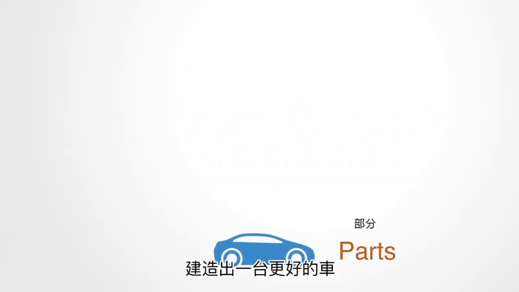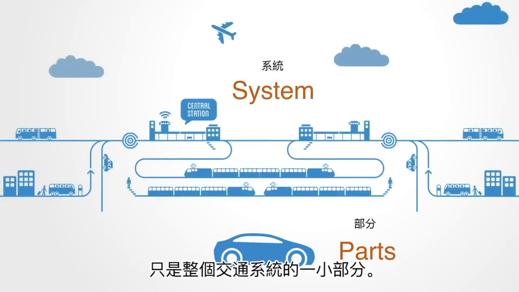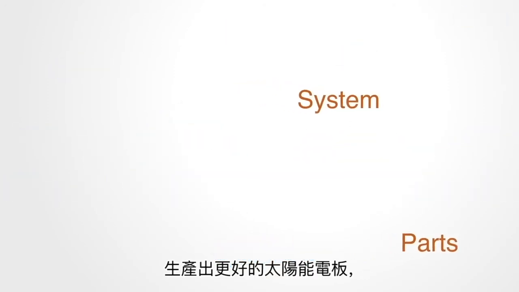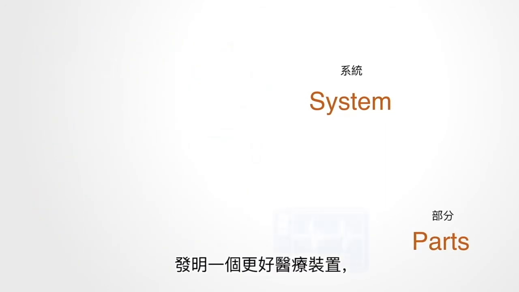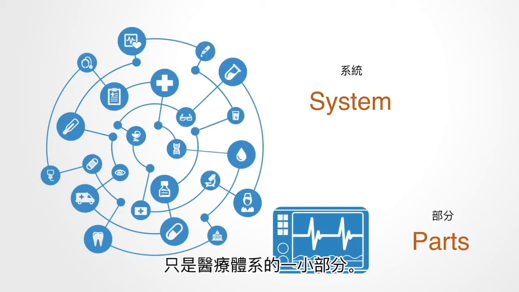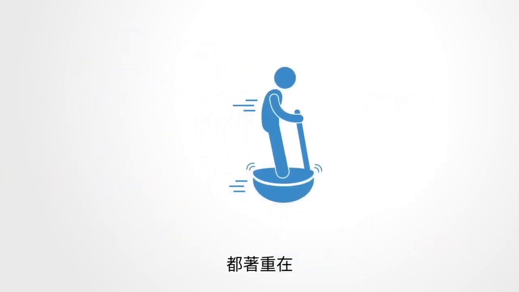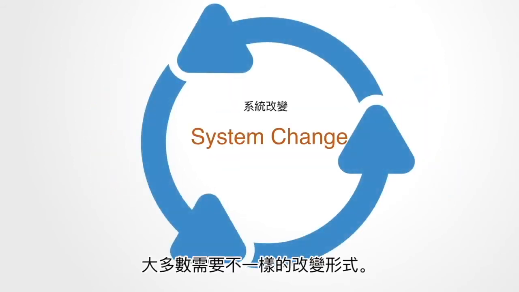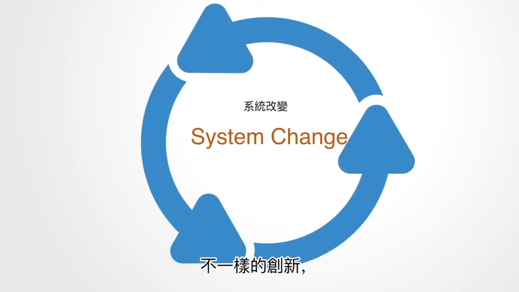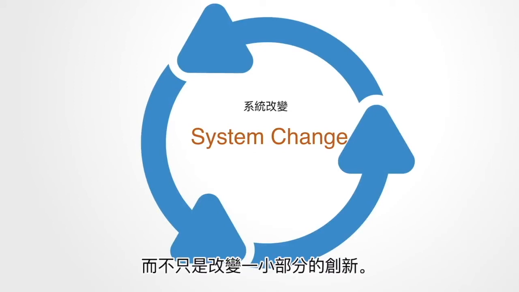This type of innovation is focused on parts. Building a better car, which is just one part in the transport system. Making a better solar panel, which is just one part in an energy system. Creating a better medical device, which is one part in the health system. Whereas much of our traditional thinking is focused on parts and closed forms of incremental innovation, many of the challenges we face today require a different form of change. A different form of innovation, a form of innovation that changes systems, not just parts.